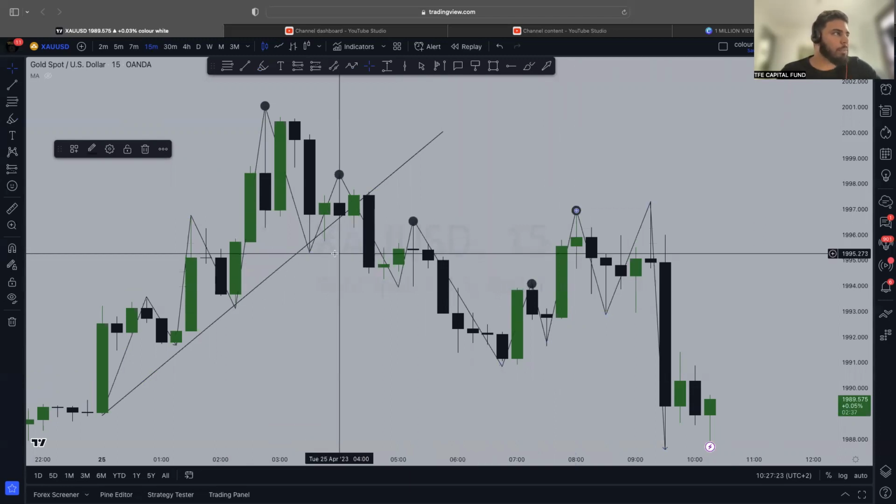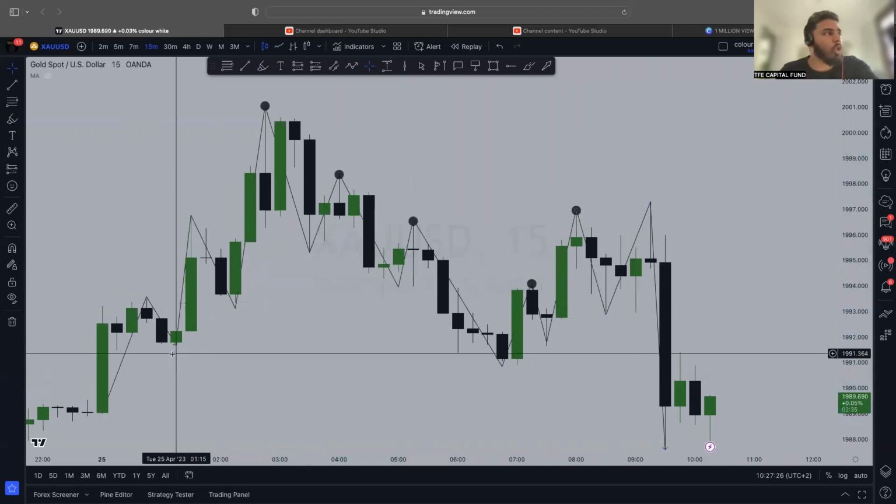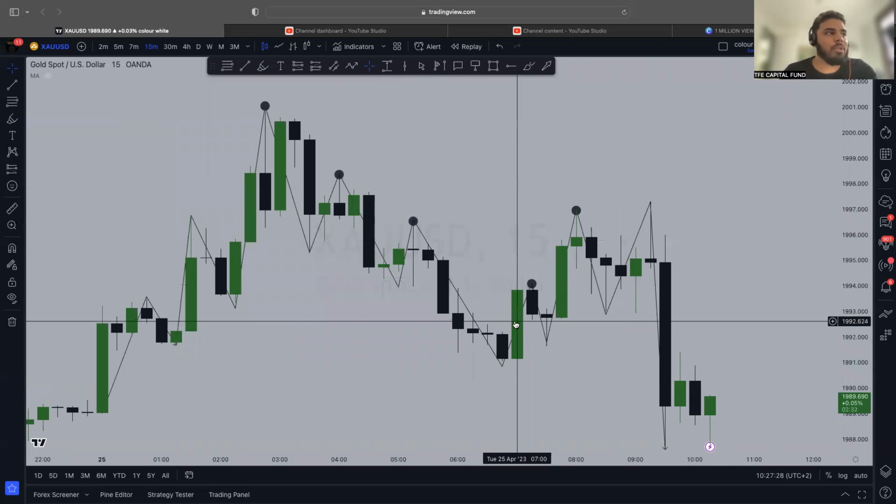So if I can follow this up step by step for you guys, we had an uptrend, downtrend, and then we started going into uptrend.